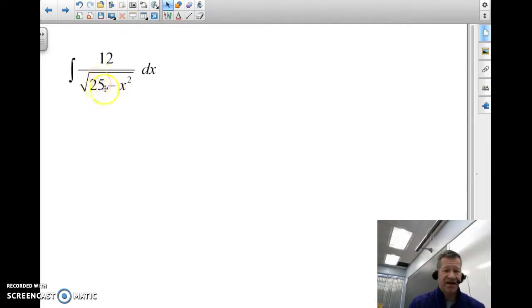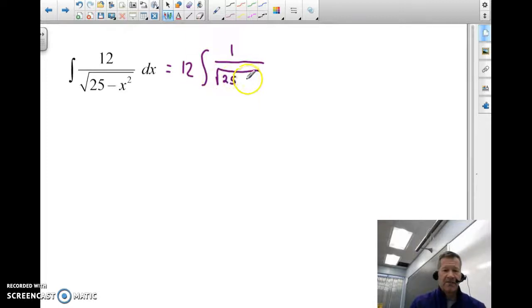The difference is that instead of a 1 here, you've got a 25, right? What we're going to do here is, if you notice that there's a number here other than 1, if this was just a 1, we'd have no problem. One thing is I can factor the 12 out of here. That is a constant multiple. So using that, I now have this 25 minus x squared with respect to x.